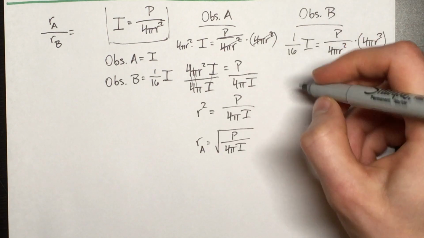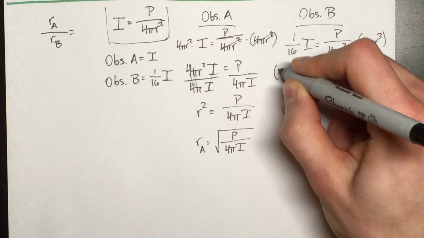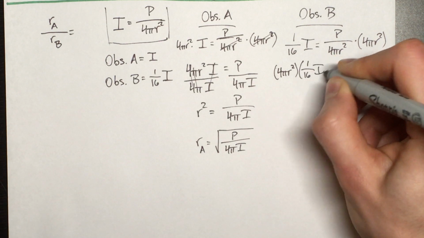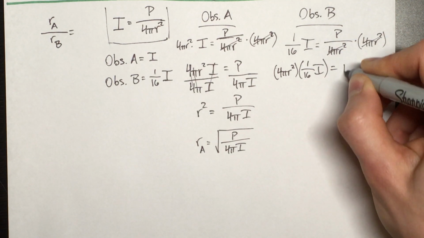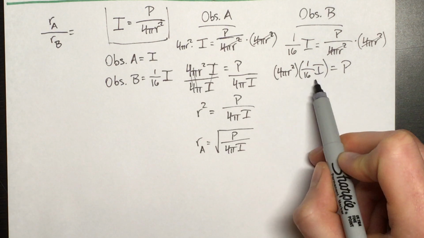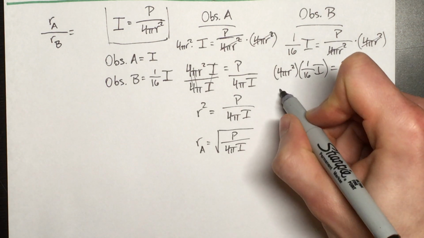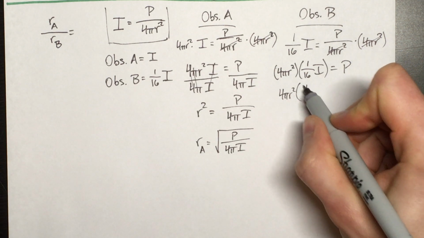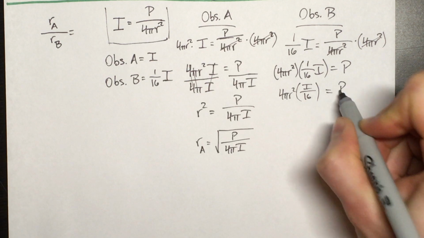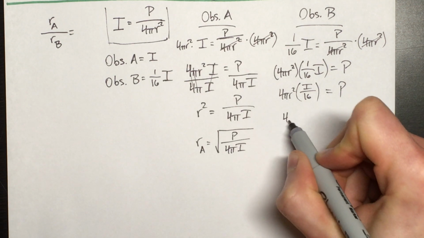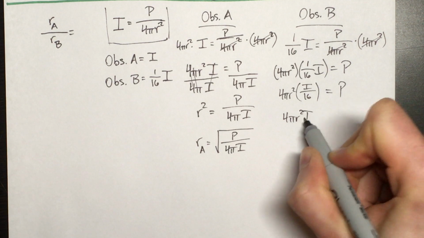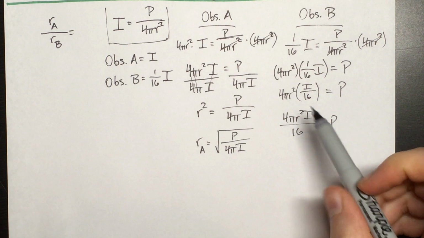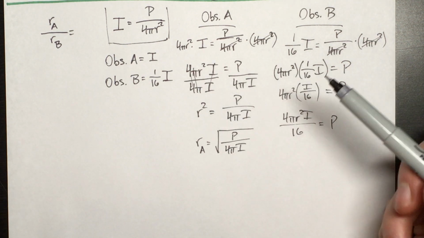So it would be now 4 pi r squared times 1/16 I is equal to p. So let me just rearrange this a little bit. This is 4 pi r squared, and when you multiply those two together, this is equal to I over 16 equals p. So you have 4 pi r squared I over 16 is equal to p. So we're here and we want to solve for r, just like we solved for r over here.